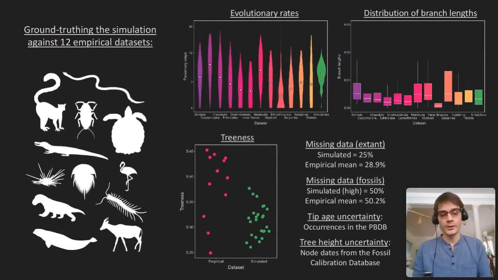And a lot of the work that we did was actually ground truthing the simulations against 12 empirical data sets, making sure that they displayed properties that we thought needed to be replicated for our conclusions to be applicable to the analysis of actual morphological data, including similar rates of evolution, distributions of branch lengths, levels of treeness, similar amounts of missing data, but also certain parameters that need to be fixed for the performance of tip dating inference, such as tip age uncertainty and tree height uncertainty. They were all mined from paleontological databases.